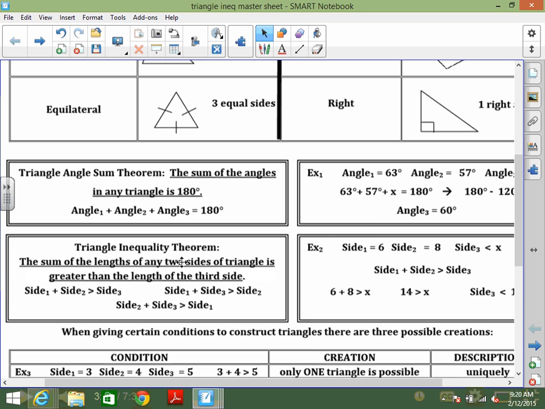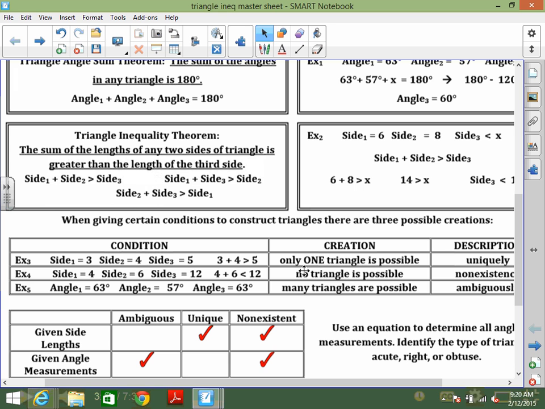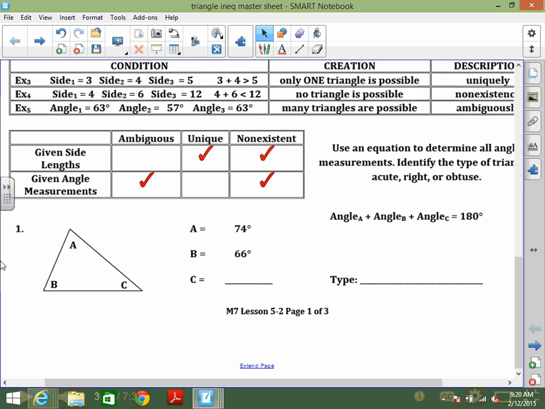The only thing that's new is right here, the triangle inequality theorem that we've talked about today, which means that if you add up the 2 shortest sides, that total must be greater than the remaining side. And then this is new right here. And we'll talk about uniquely, not existent, and ambiguously defined a little bit later today. Okay, let's start here with number 1.